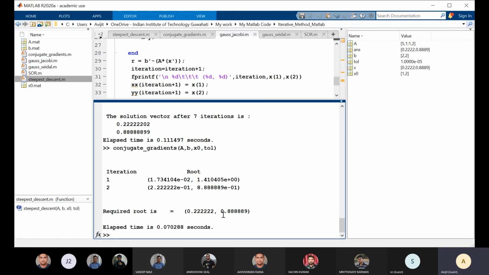If you have a large system of equations, in that way also you can use the conjugate gradient to get the solution faster, because it reduces your computational complexity. This is the thing I wanted to show by coding. All the existing methods are taking more time and a large number of iterations, but conjugate gradients takes only 2 iterations.